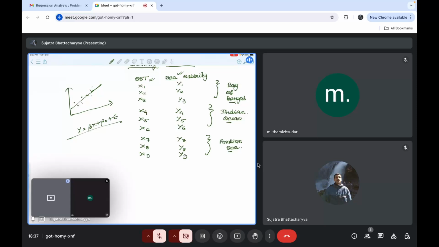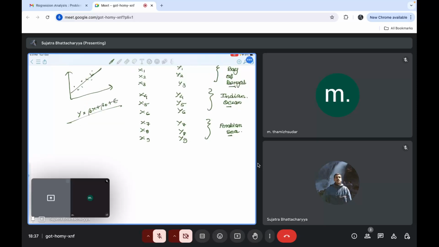Here comes the concept of dummy variables. When you have different sets of data that are of a qualitative, categorical nature, there you have to use these dummy variables. Okay. So this is one of the examples I wanted to give, so that it might be clear.